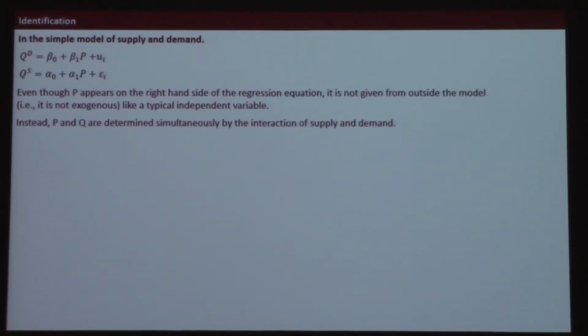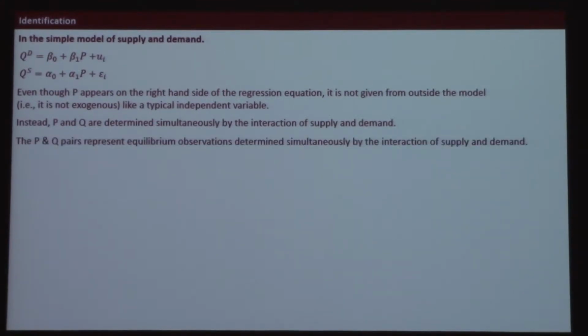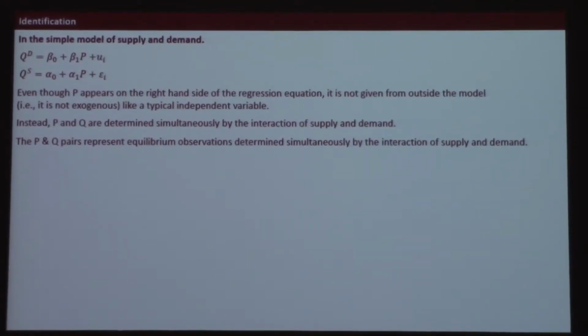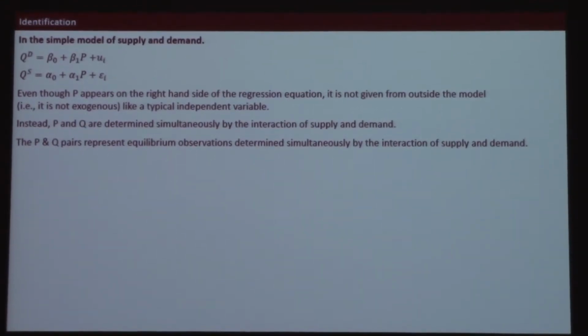But it's not. We know that price and quantity are both determined simultaneously by the interaction of supply and demand. So price really isn't exogenous, because it's determined inside of the model. And we know that each price and quantity pair represents a separate equilibrium condition in supply and demand. So even though we treat price as exogenous, it's really not.